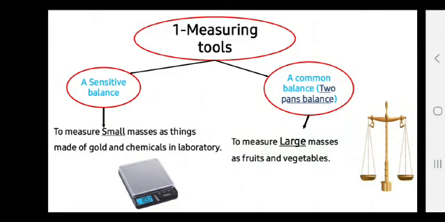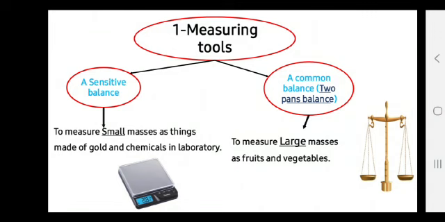We have two measuring tools, which are the sensitive balance and the common balance. The sensitive balance is used to measure small masses, like things made of gold and silver, and maybe the chemicals in the laboratory.